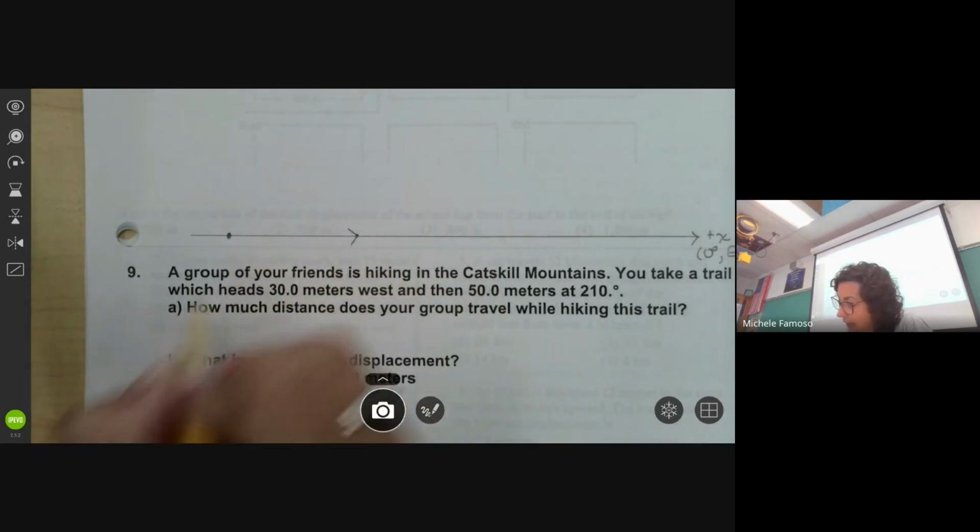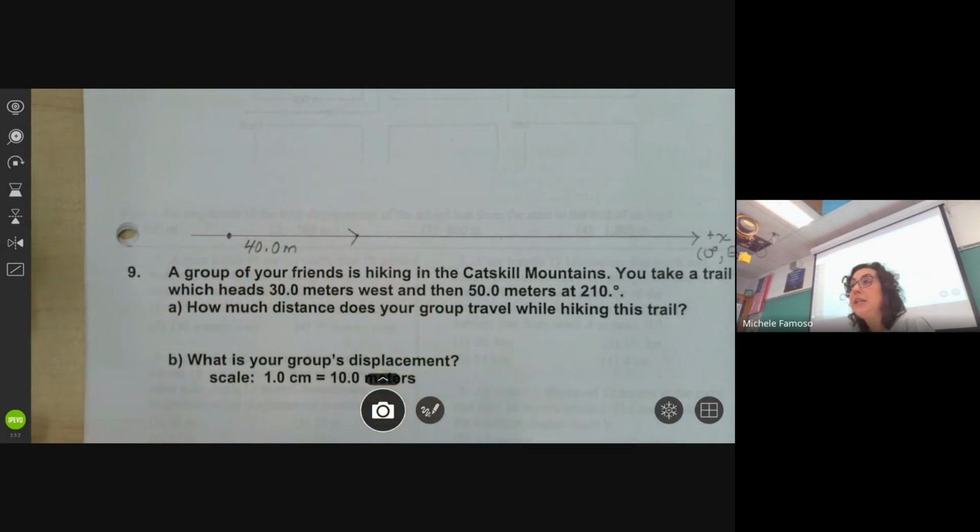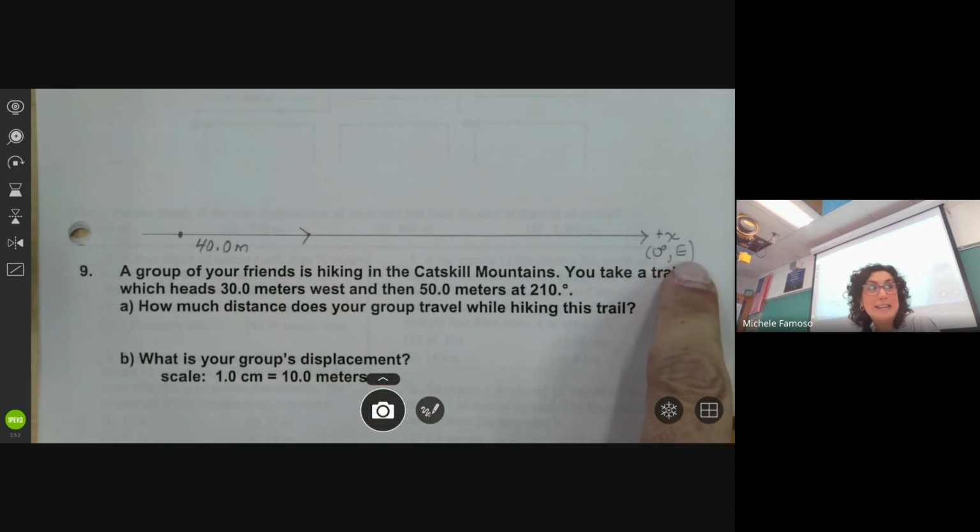We now can go ahead and label that. That is 40.0 meters. We don't have to label east because we already did. We said arrows to the right are the east direction. Okay, any questions on that first vector? Okay, the second one is harder.